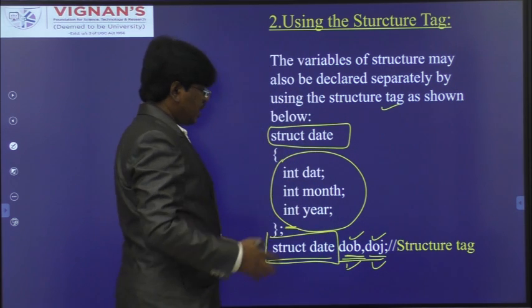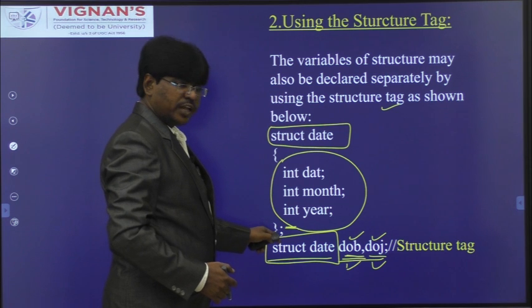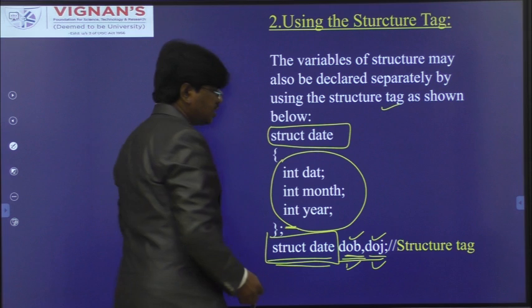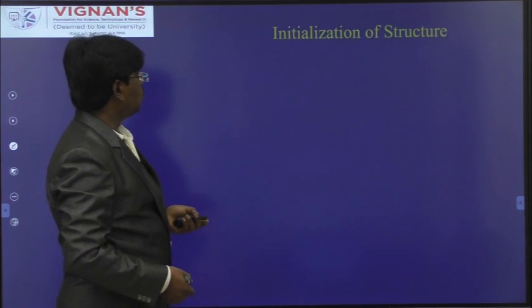Two ways are there: at the end of the brace, before the semicolon, you declare one way, or using the structure tag is the other way. So I will tell you with an example program also. You please go through it.